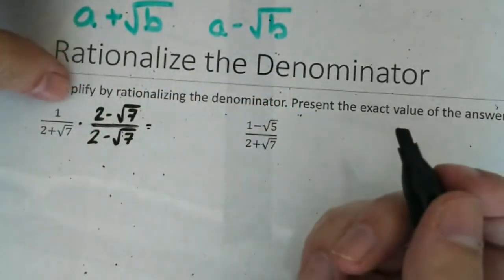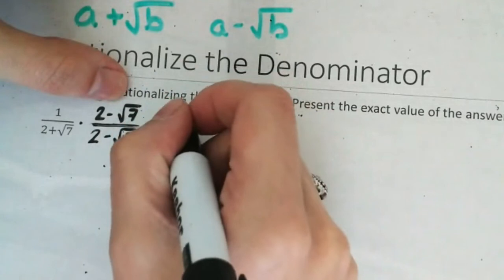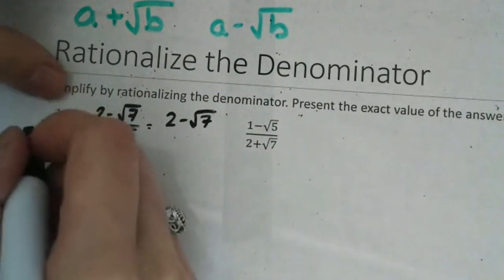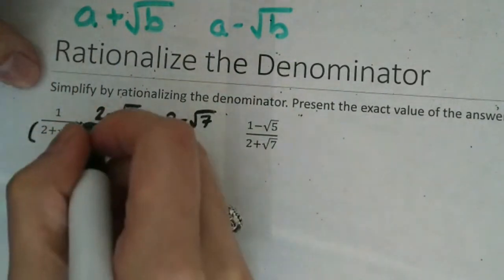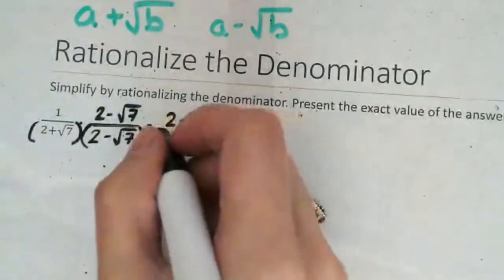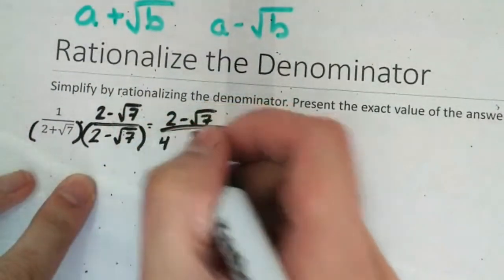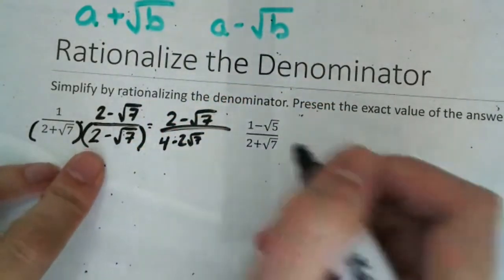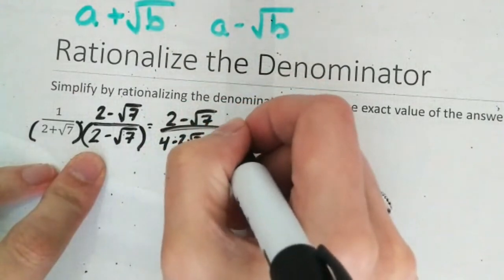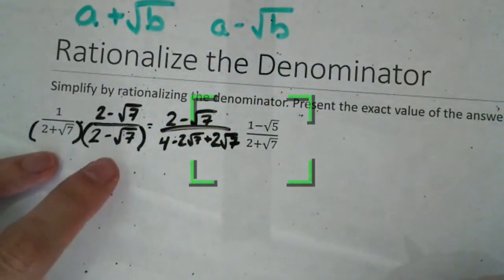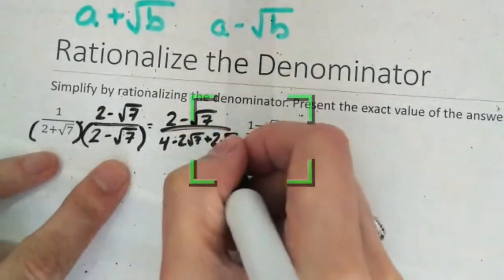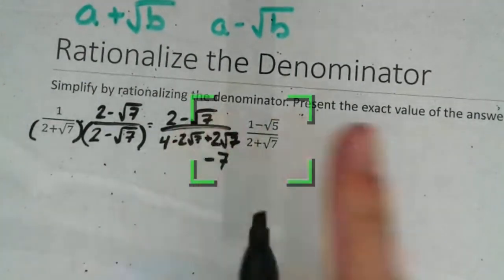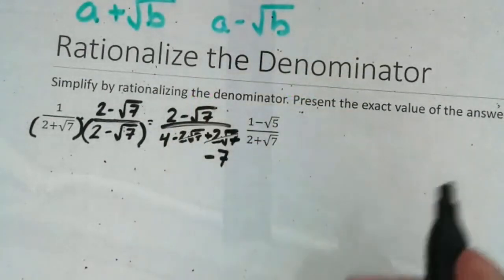So in my numerator, I have 1 times 2 minus the square root of 7, which is just 2 minus the square root of 7. In my denominator, I'm going to have to FOIL this out because it's 2 plus the square root of 7 multiplied by 2 minus the square root of 7. 2 times 2 is 4. My outside terms, I get minus 2 times the square root of 7. My inside terms, I get plus 2 times the square root of 7. And then we get plus the square root of 7 times minus the square root of 7, which is just going to give us a minus 7. Those middle terms cancel out, the minus 2 square root of 7 and the plus 2 square root of 7.